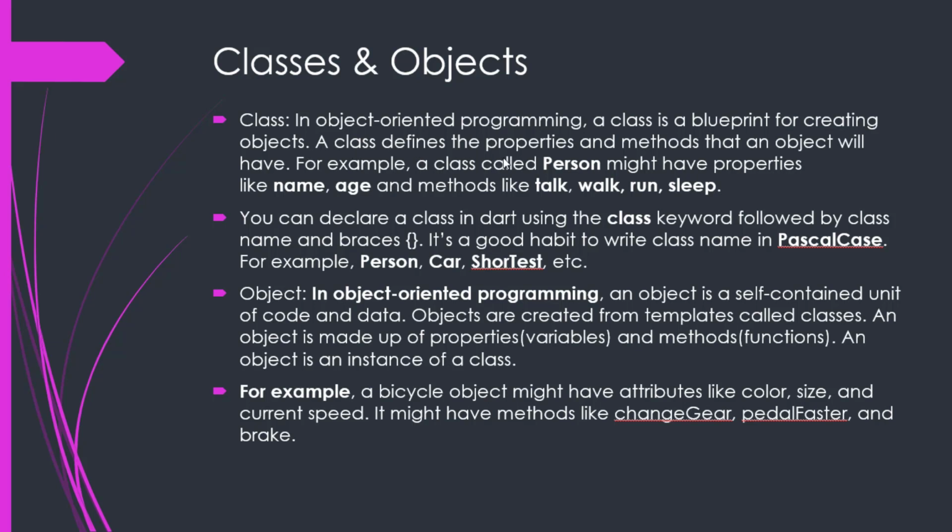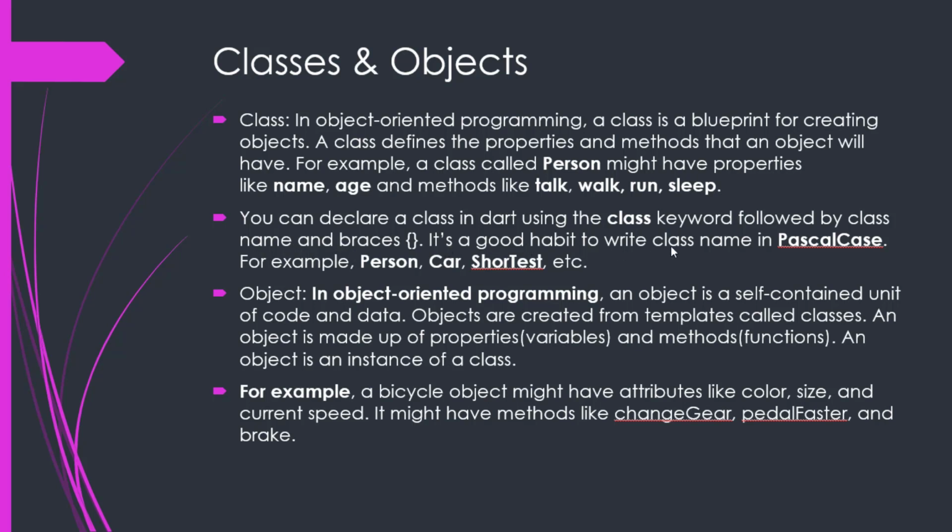A class defines the properties and methods that an object will have. For example, a class called Person might have properties like name and age, and methods like talk, walk, run, and sleep. You can declare a class in Dart using the class keyword, followed by the class name and braces.